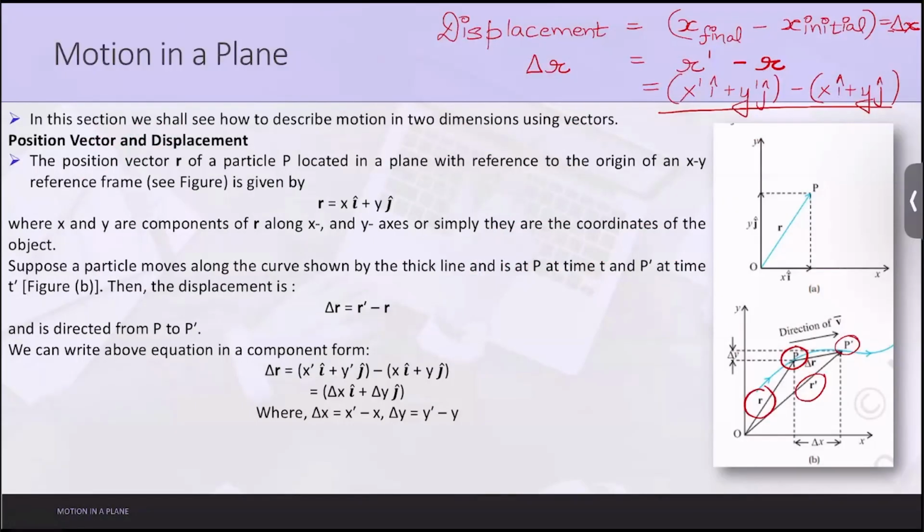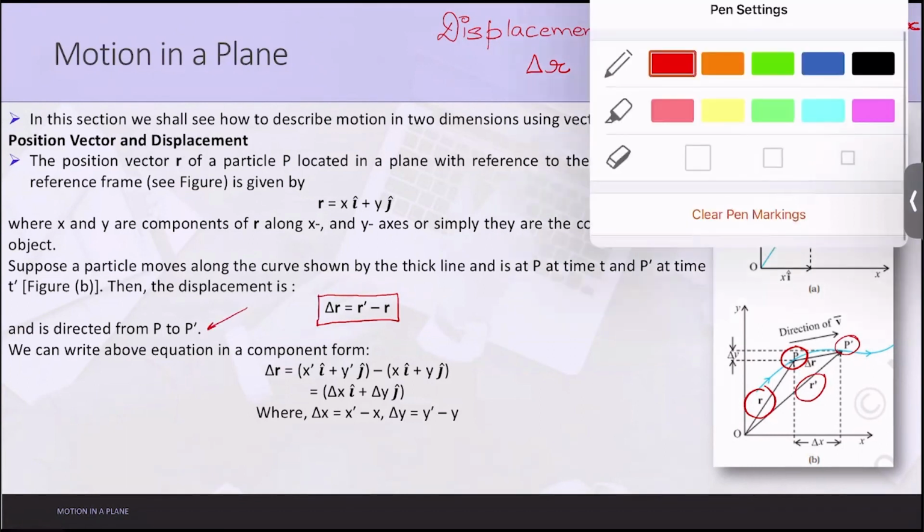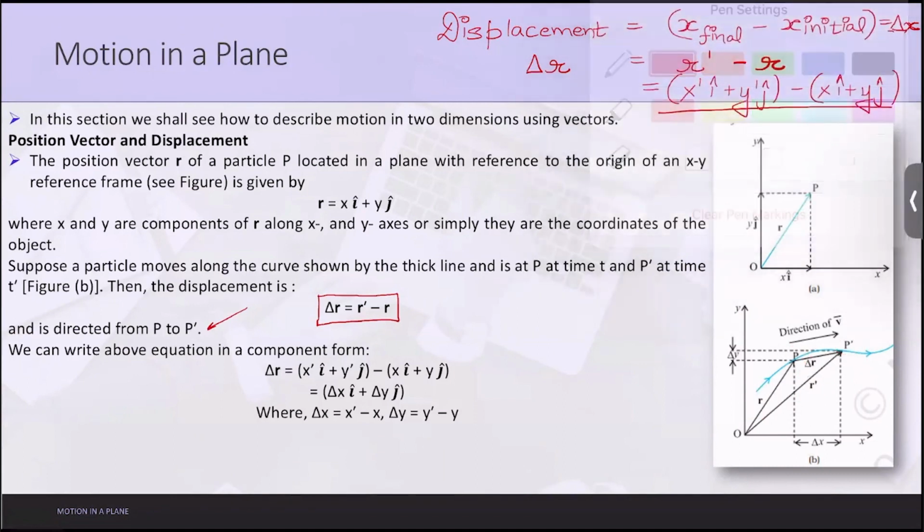So that is the only thing written here. So we finally got displacement as equal to delta r, that is r dash minus r, and which is directed from p to p dash. This is a very important line. How it is directed? Please look over here. So you can see that it is directed from p to p dash. Okay, so that is the direction of the displacement vector.